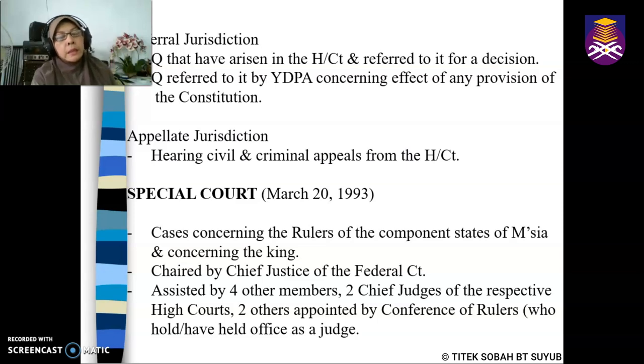And apart from that, there will be four other members, meaning five of them in total. The other four members are the Chief Judge of Sabah and Sarawak, and also the Chief Judge of Peninsular Malaysia, and two others who are appointed by the Conference of Rulers, the Majlis Raja-Raja. Okay, the other two appointed by the Conference of Rulers, of course, must hold or have held office as a judge.